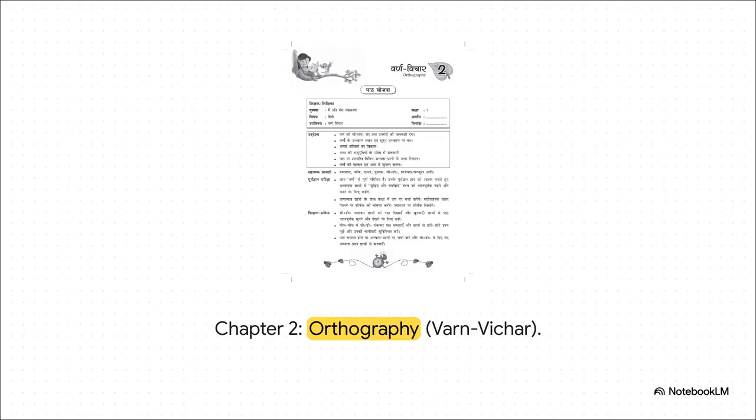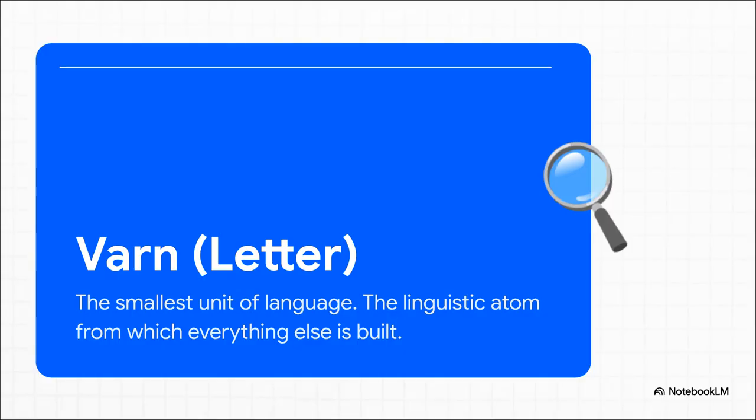And right here in our blueprint, this first stage is called Varn Vichar, which is basically the study of letters. This is ground zero. It's the most fundamental level of the entire structure we're about to build together. So a Varn is the smallest piece you can possibly have. It's like a linguistic atom. You literally can't break it down any further. Just think about that for a second. Every word, every single sentence, every story ever told in Hindi is built from these same essential tiny particles.